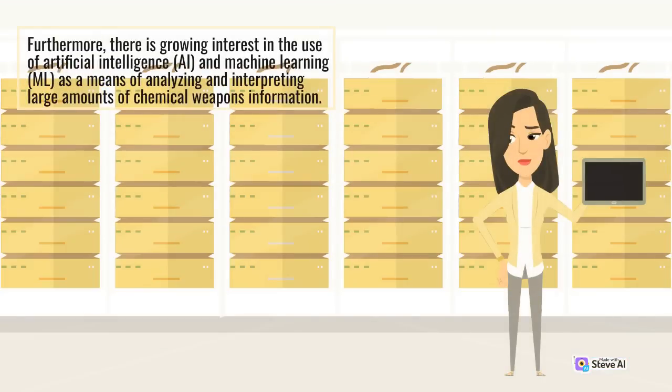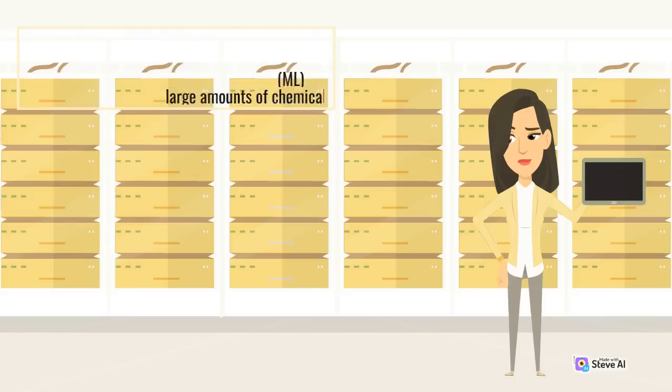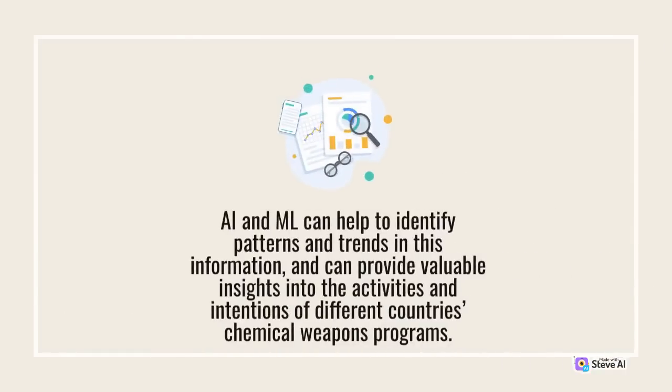Furthermore, there is growing interest in the use of artificial intelligence, AI, and machine learning, ML, as a means of analyzing and interpreting large amounts of chemical weapons information. AI and ML can help to identify patterns and trends in this information, and can provide valuable insights into the activities and intentions of different countries' chemical weapons programs.